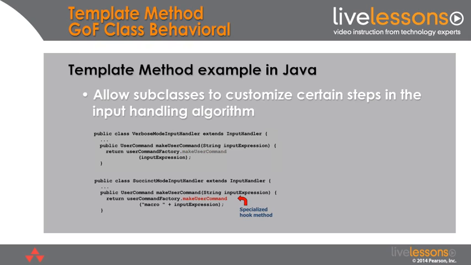Here's the same method implemented in the succinct mode input handler. In this case, make user command forwards also to the user command factory's make user command method, except it prepends the word macro in the front of the user expression. And if you go and take a look at the implementation of the make user command method in the user command factory, you'll see that when the word macro appears first, that ends up causing the appropriate command implementation portion of the user command factory to implement a so-called macro command, which behaves differently from a non-macro command.